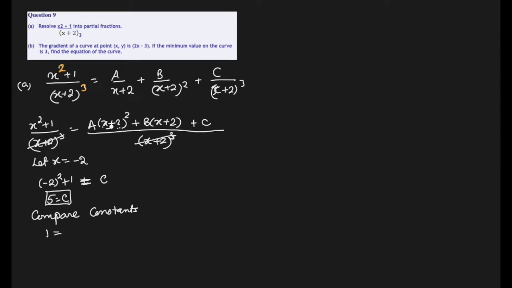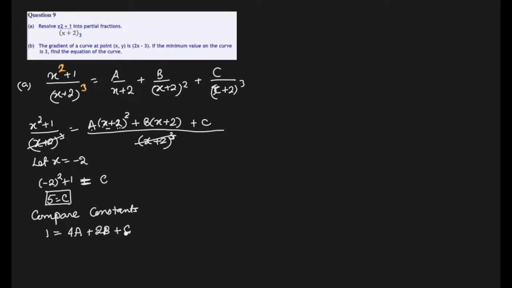Constant on the right side will be 2 square a, which is 4a. If I expand this fully, I'll get 4 as a constant, and that multiplied by a becomes a constant on the right side. Here it will be 2b and then c. C is a constant itself, right? So c is already known to us, 5.